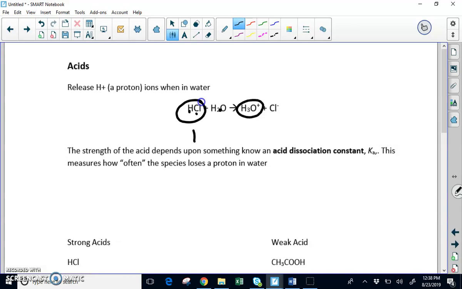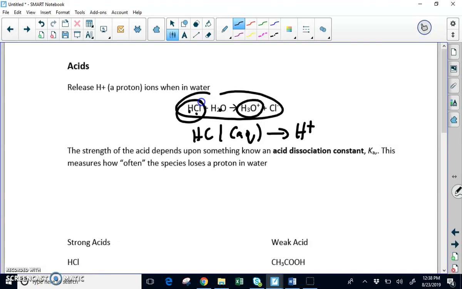The more simple way, and the way you would see it in chemistry, the way you would see it in bio, is you would see it like this. H+ is released, and then you have the Cl- ion. Aqueous means in water, so this is hydrochloric acid in water, and it dissociates into H+ and Cl-.